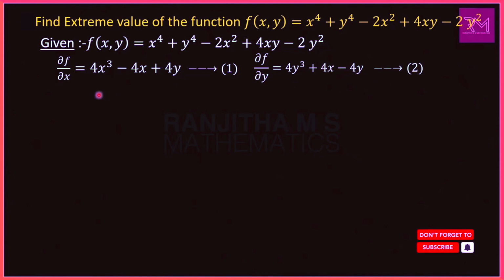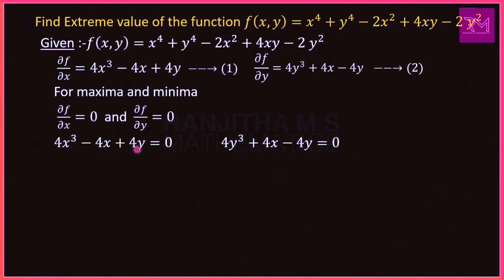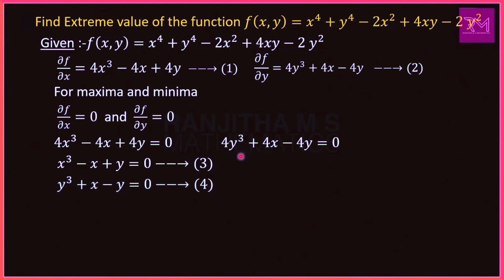After finding del f by del x and del f by del y, to find the maximum and minimum value we have to equate to 0, that is 4x cube minus 4x plus 4y is equal to 0 and 4y cube plus 4x minus 4y is equal to 0. Here we can take 4 as common and that term 4 goes to the right hand side, the equation becomes x cube minus x plus y is equal to 0. Call this as equation number 3. Similarly, for this if we take 4 as common and that goes to the right hand side, that becomes y cube plus x minus y is equal to 0. Call this as equation number 4.